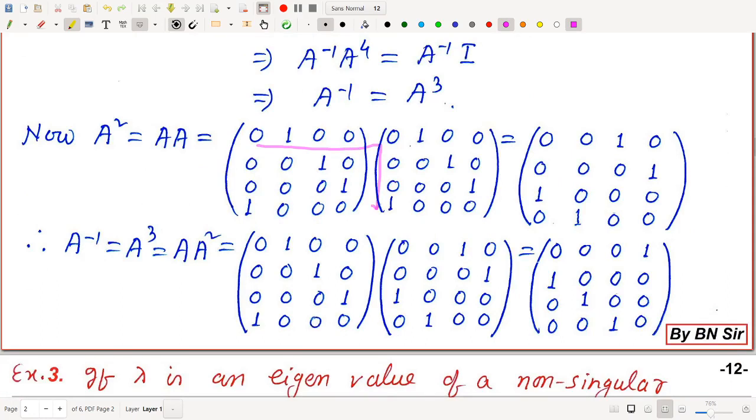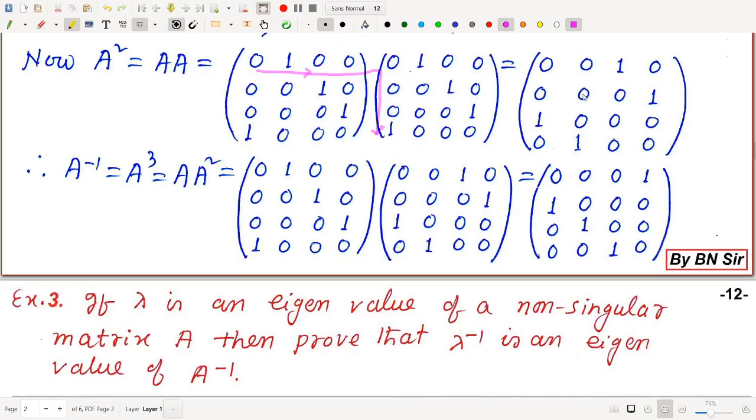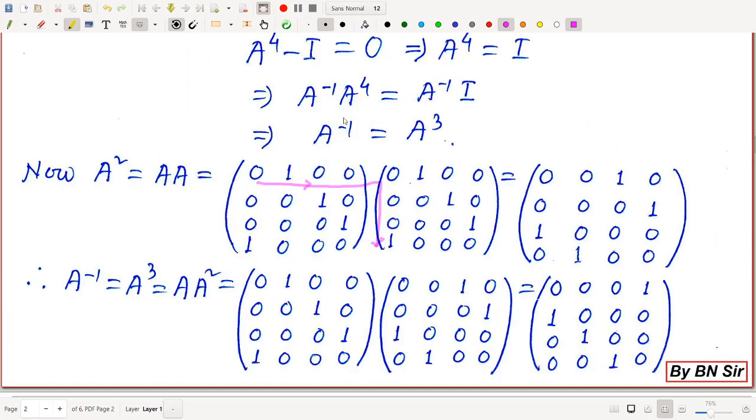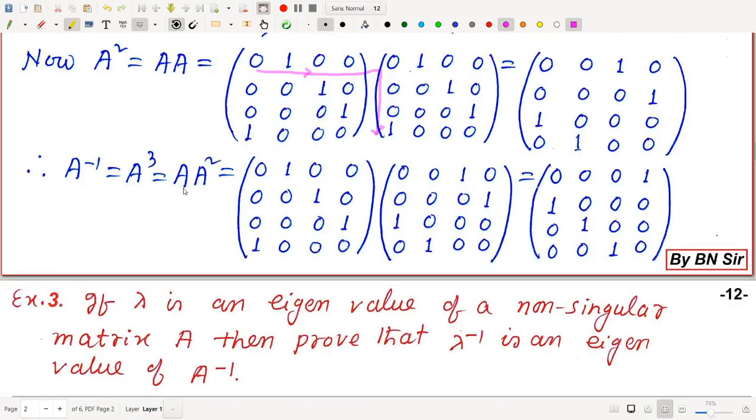As usual we have multiplied within this row-column process: first into first plus second into second plus third into third plus fourth into fourth, and put the value here. So we have got A square, this matrix. Then A inverse is A cube, so A inverse equal to A cube means A into A square, or you can write A square into A. We have written here A into A square. Again we have multiplied as usual in this row-column process and got this matrix.